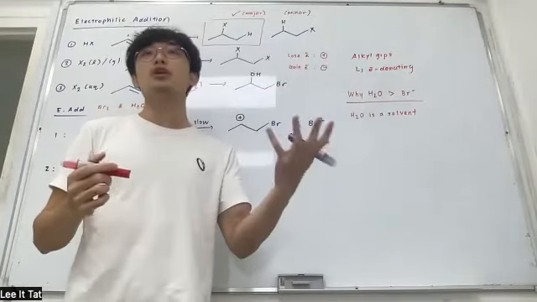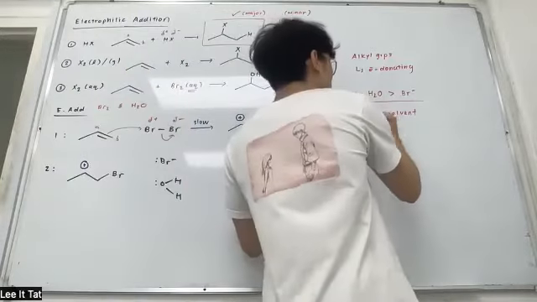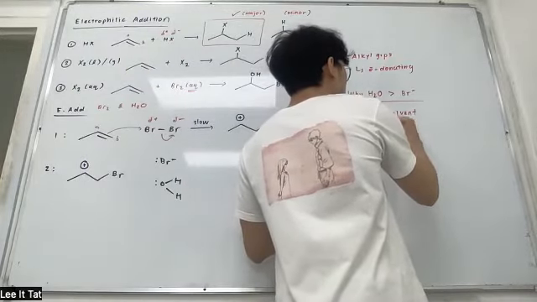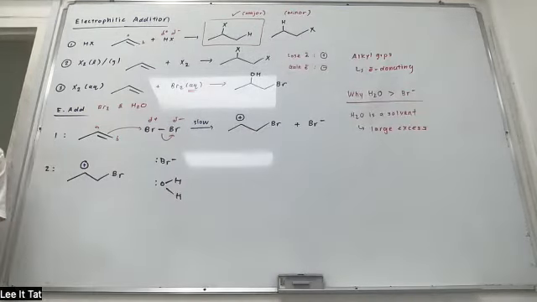Imagine you try to make Milo, then you never put enough water. Then what the hell are you drinking, right? Okay, so water is a solvent, so water is in large excess. There's a much higher chance for water to be attacking than Br minus instead.